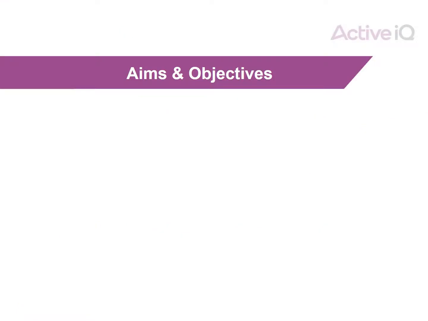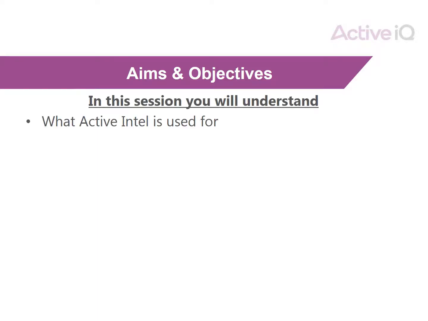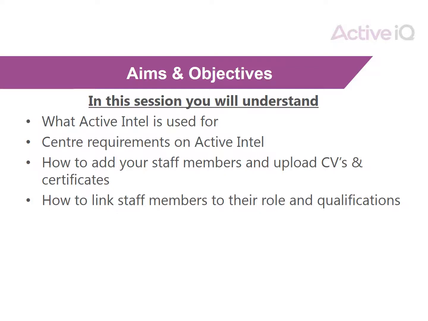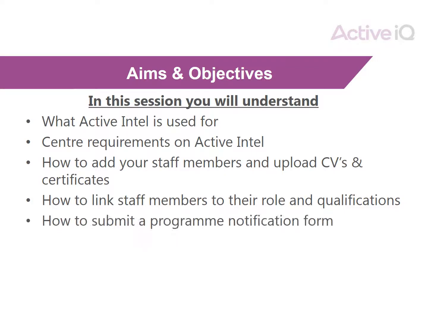So let's take a look at the aims and objectives of this session, what we hope you're going to get out of it. So in this session you will understand what Active Intel is used for, the centre requirements within Active Intel, how you can add your staff members and upload evidence such as CVs and certificates, how to link staff members to their roles and qualifications you're approved for, how to submit a program notification form, and how to upload documents.